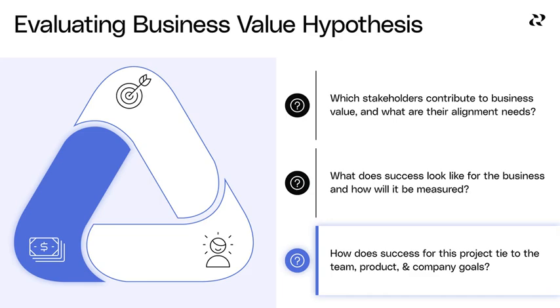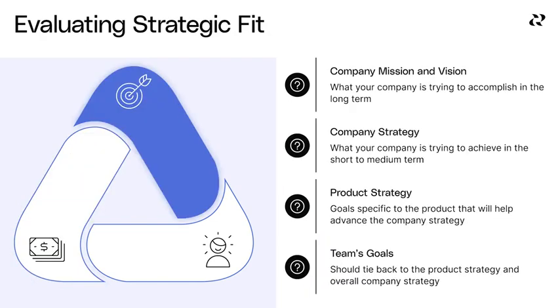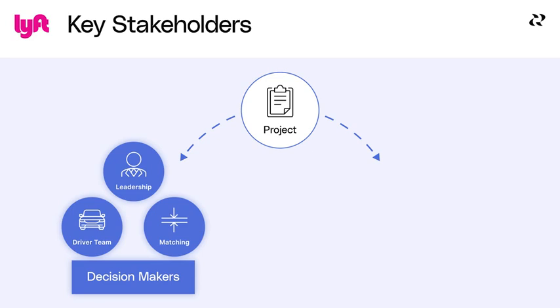Finally, how does the success of this project tie to the team goals, product goals, and broader strategies of the company? After defining what business value success looks like both qualitatively and quantitatively, it's important to ensure this aligns with the 4 strategic fit elements we discussed earlier in this lesson. Let's answer these 3 questions for the Lyft driver experience opportunity. Key decision makers were product leadership as well as the driver and matching teams. These were the stakeholders that needed to be fully aligned with the feature's business value before development could begin. They were also critical to keep in the loop if the business value hypothesis changed at any point in development.